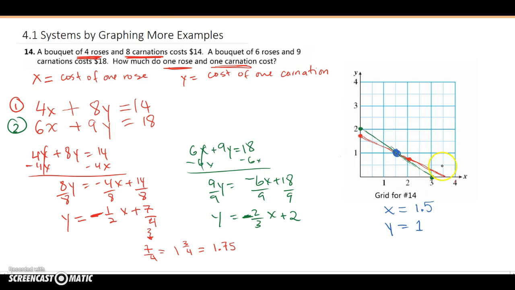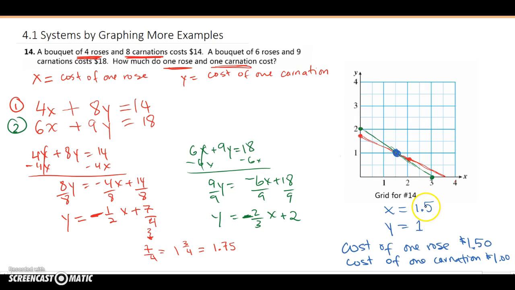So if I've done my graph accurately, x, that's the cost of 1 rose, is $1.50, and y, which is the cost of 1 carnation, is going to be $1. So again, I'm not too sure. I did this by hand.